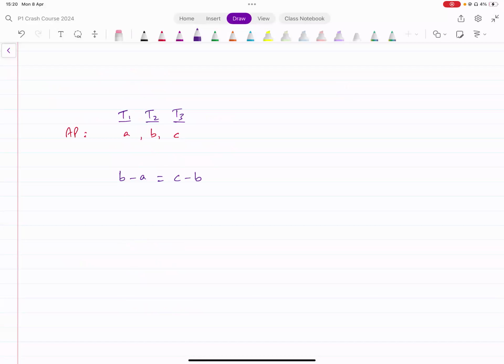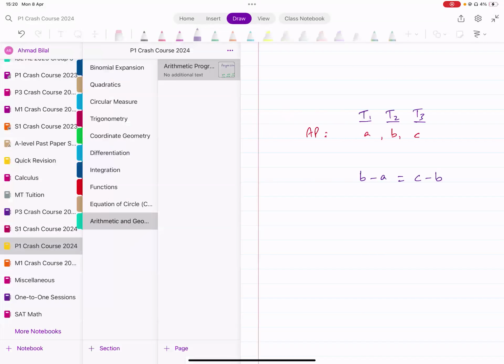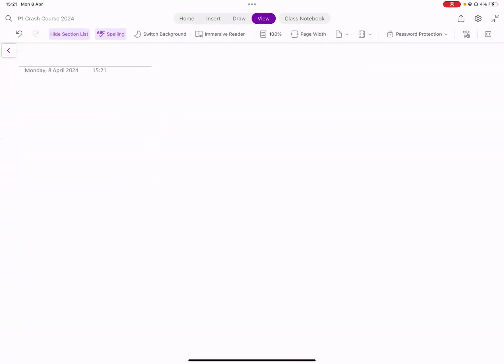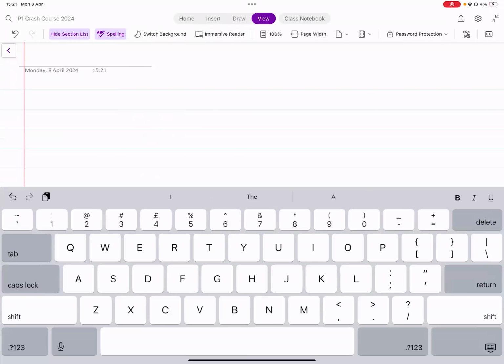All right, so that's all that you need to know about arithmetic progressions. Now let's move on to geometric progressions. Let's see what you do with geometric progressions. Let's talk about GP now. So in arithmetic progressions, we learned that the difference between terms has to be constant. What about geometric progressions now? Let's understand these.